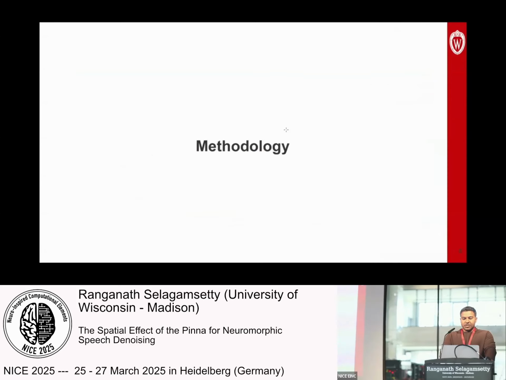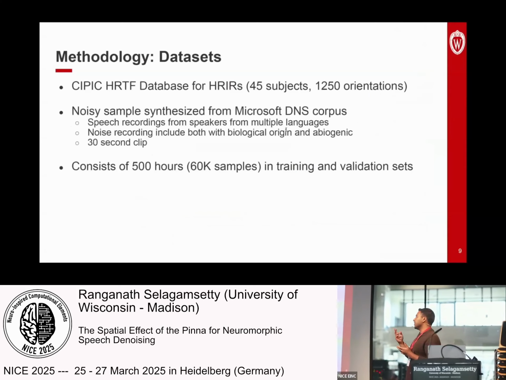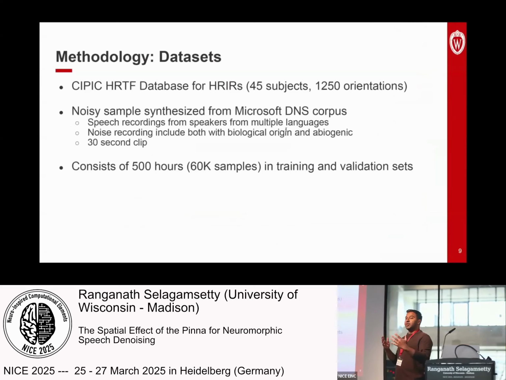Okay, so for our methodology, we rely on two open source data sets: the SADIE head-related transfer function database for head-related impulses that we can use to model sound coming from any arbitrary location. And then for our speech and noise data set, we rely on the Microsoft Deep Noise Suppression corpus. It's a pretty good, diverse corpus, including speech recordings from English, Russian, German, Spanish, and French. Our noise recordings also include things that are both biological, like a dog barking, or abiogenic, like a fan or a police siren going on.